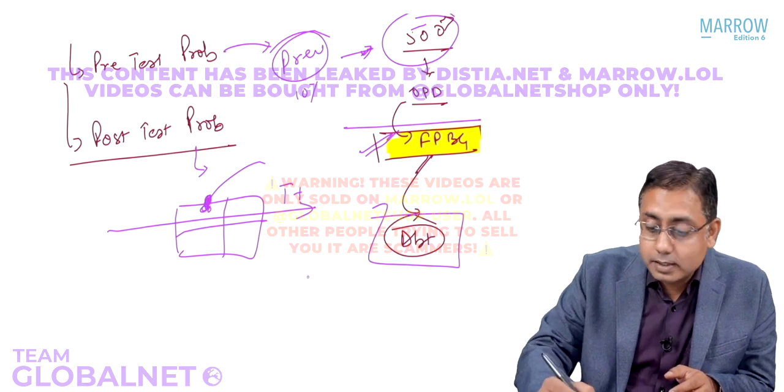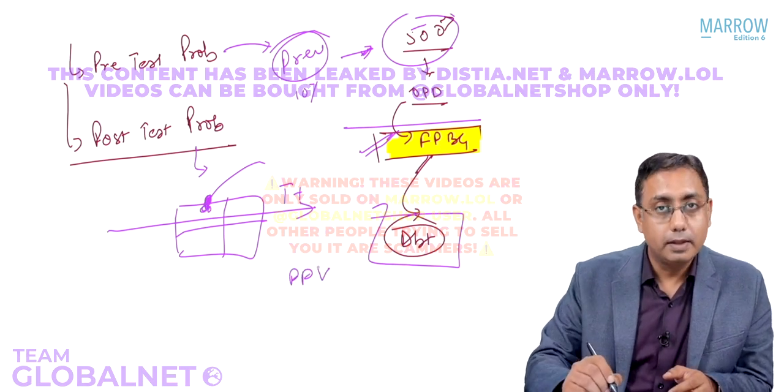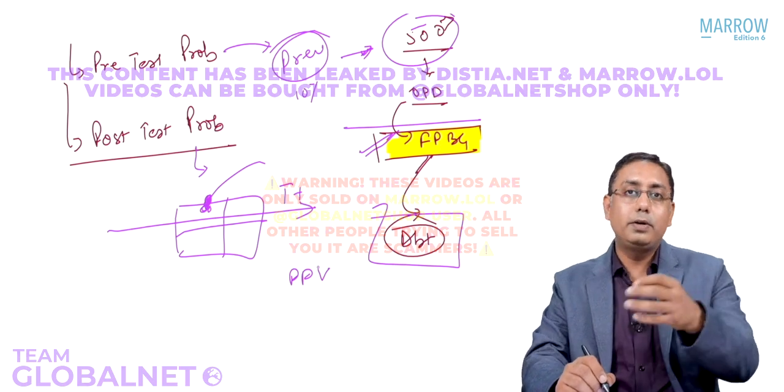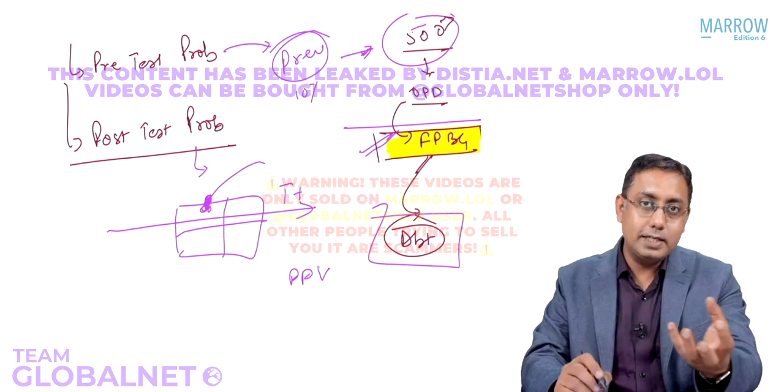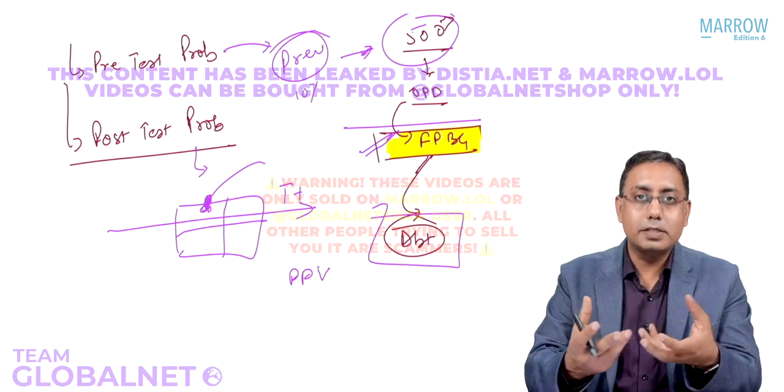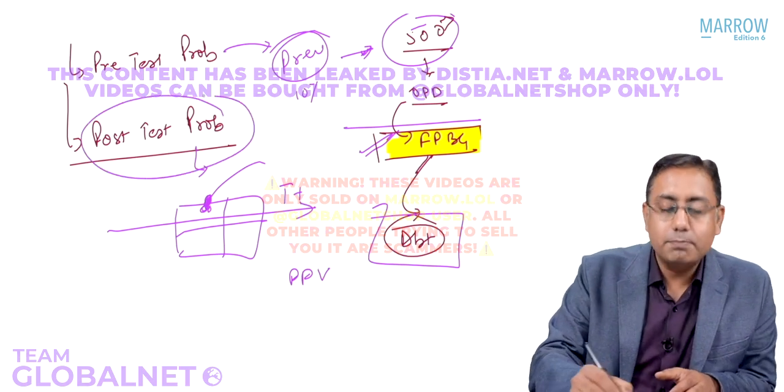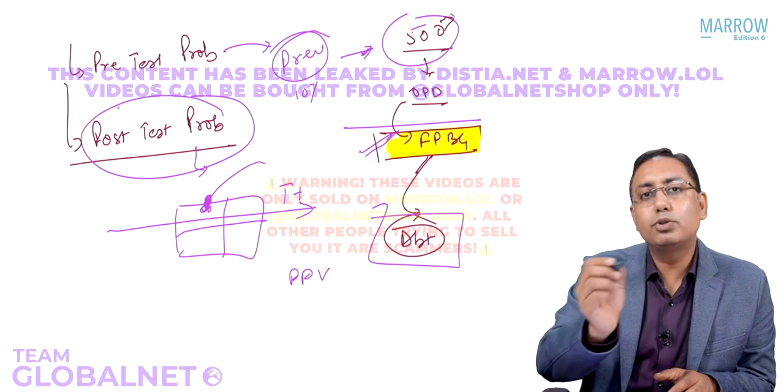What is this given by? This is given by the positive predictive value. What is positive predictive value? The probability of a person having the disease if the test is positive. That is what PPV is. That is what it means, the positive predictive value or the post-test probability.